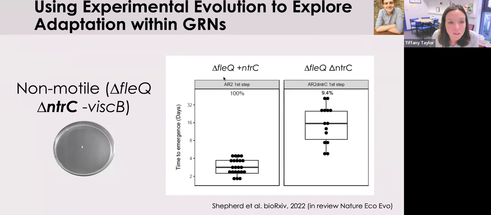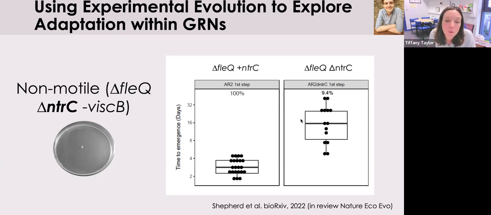mutants to evolve. And this is in the single knockout mutant where just FLEQ is knocked out and NTRC is rewired. You can see that it takes about 3 days on average for these motility mutants to emerge, and 100% here shows that 100% of the independent lines evolved this phenotype within 6 weeks. So 6 weeks is the cutoff, because that's when the plates become too dry and unusable. And on the right here, you're looking at a double knockout. So this is FLEQ NTRC knockout. So you can see that on average, these were taking about 2 weeks to evolve motility, so much longer, and only 9.4% of independent lines evolved motility. So this suggests that, firstly, excitingly, there are other routes available, but secondly, that they are much less accessible.